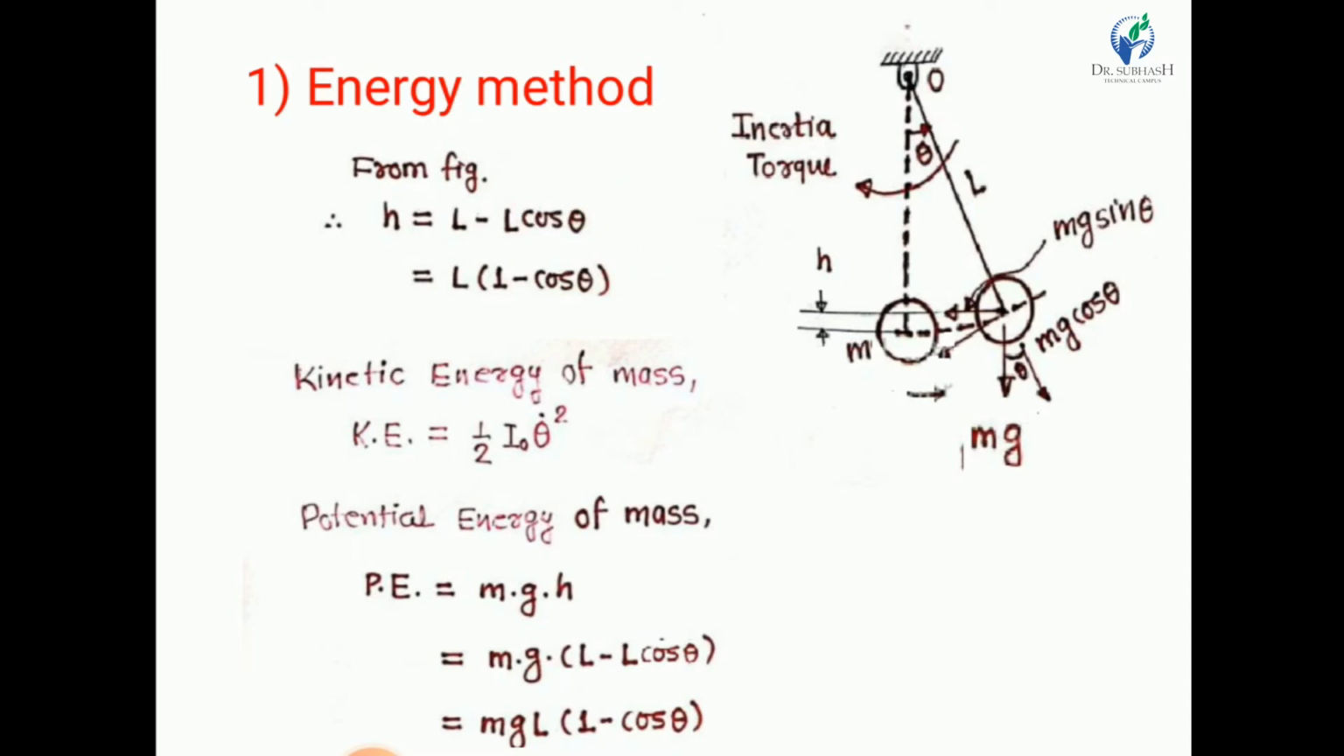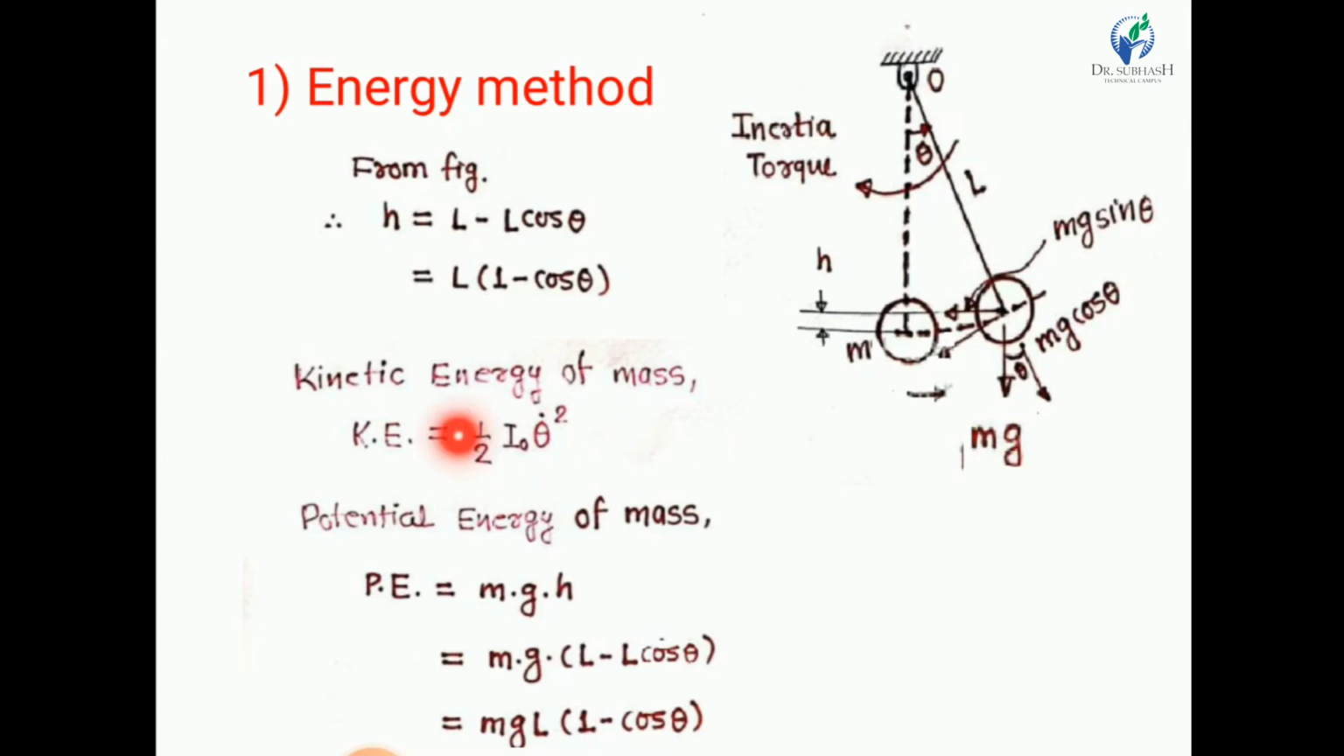We know the equation of kinetic energy. Simple kinetic energy is equal to 1/2 m v square, where m is mass and v is velocity. But here we consider a rotational kinetic energy because our pendulum is oscillating in this way. So the rotational kinetic energy of mass is equal to 1/2 mass moment of inertia IO into theta dot square, where theta dot is the angular velocity. This is the equation of kinetic energy, 1/2 IO theta dot square.